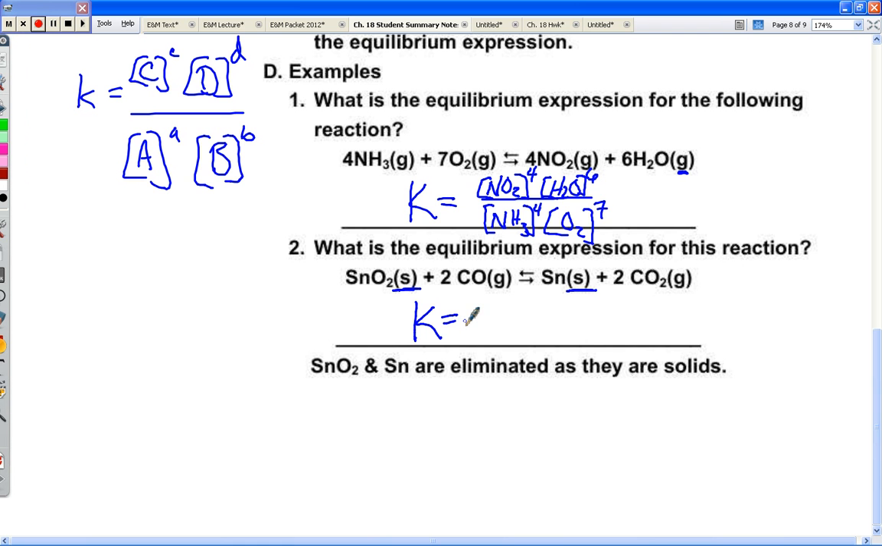So K equals the products on the top, CO2 squared, divided by the concentration of carbon monoxide squared. And that's it. That would be your new K. SnO2, tin(IV) oxide, and tin are both eliminated as they're both solids.